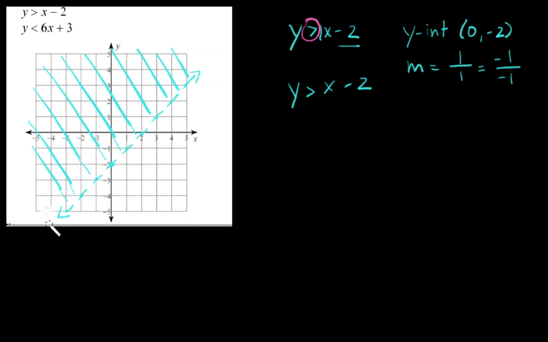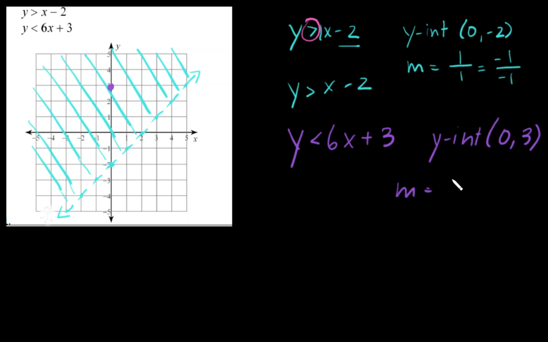Okay, next we're going to do y is less than 6x plus 3. So the y-intercept is (0, 3). That's (0, 3) right here.